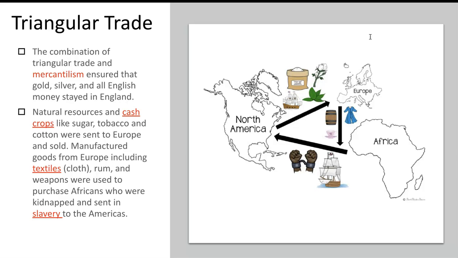Natural resources and cash crops like sugar, tobacco, and cotton were sent to Europe and sold. Manufactured goods from Europe, including textiles, cloth, rum, and weapons, were used to purchase Africans who were kidnapped and sent in slavery to the Americas.